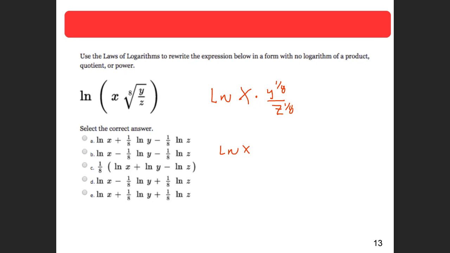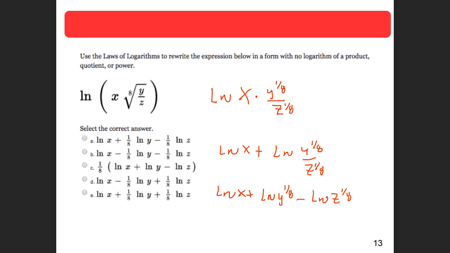So I'm going to go natural log of x plus natural log of y to the 1/8 over z to the 1/8. But now this is a quotient, so I'm going to break this up. So this is going to be natural log of x plus natural log of y to the 1/8 minus natural log of z to the 1/8. Because if it's a product, we add. If it's a quotient, we subtract.